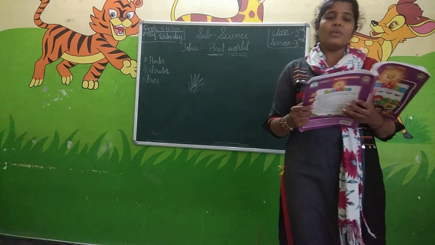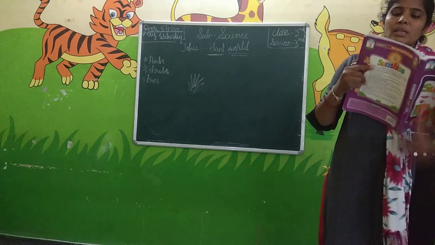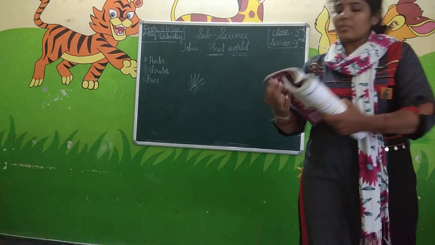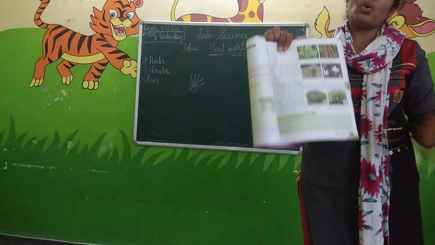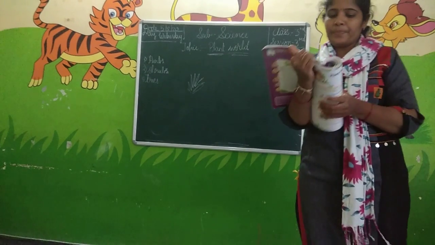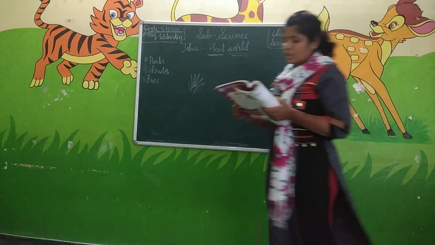We are seeing them in our surroundings. You can see the pictures of mint and tomato plants here. These two are herbs. Next are the shrubs.